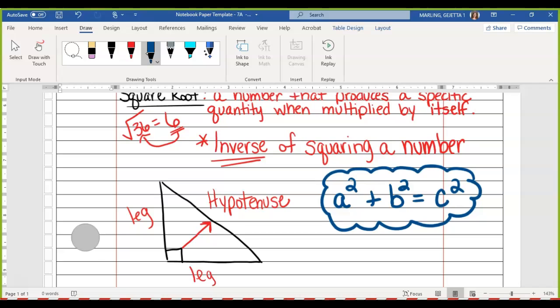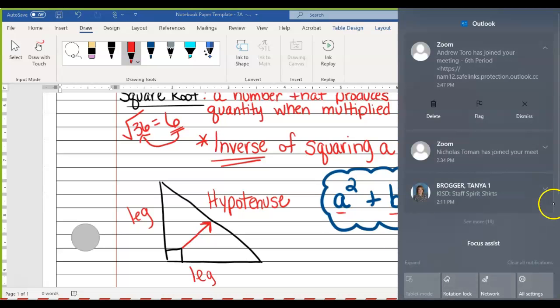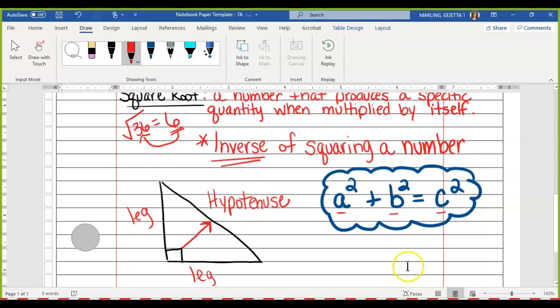Okay? And how the picture of my triangle and my formula relate is that the A, B, and C talk about certain spots on this triangle. The hypotenuse is always labeled C. So this C in the formula is always talking about the length of the hypotenuse. It is always C.